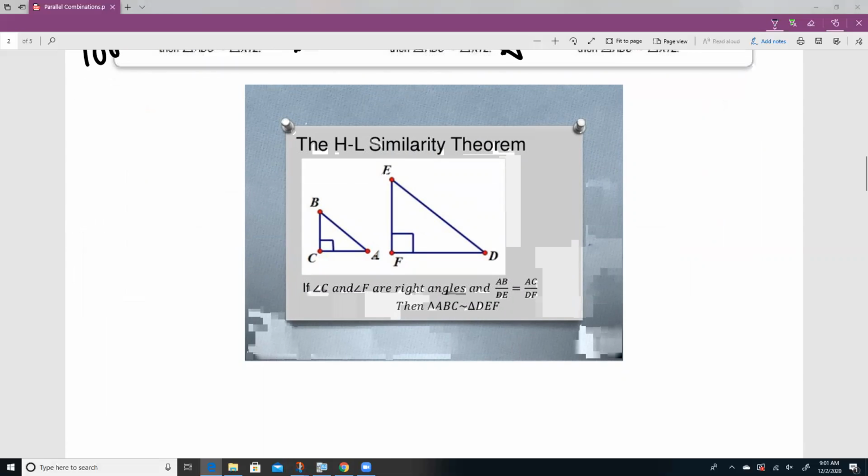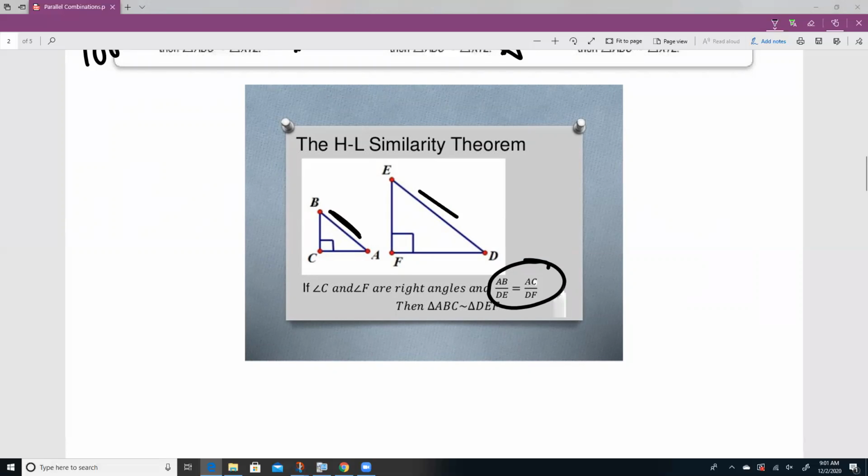Hypotenuse leg is a special case, of course, because we need to have a right triangle. Now, if we can prove sides are proportional, in this case we have side AB and DE and AC and DF, so we have hypotenuses and legs, then we can say that they are similar.